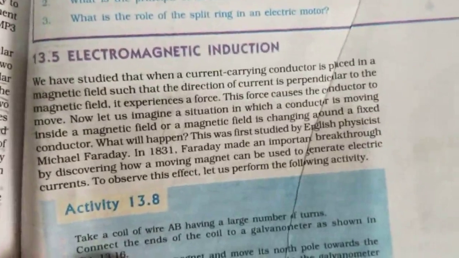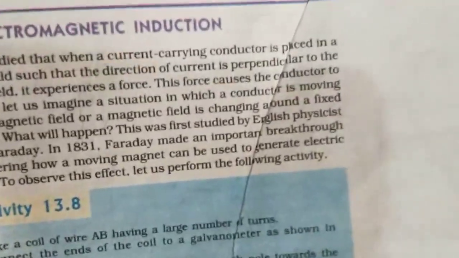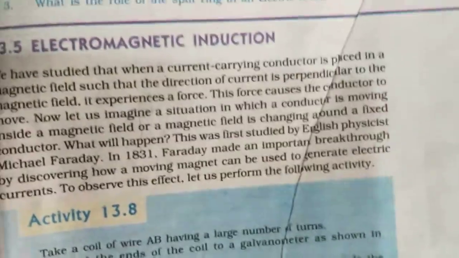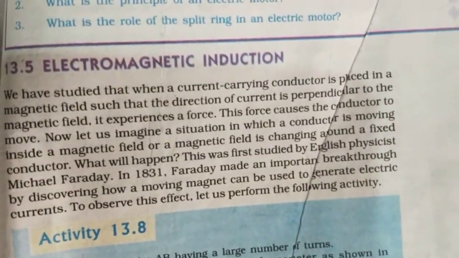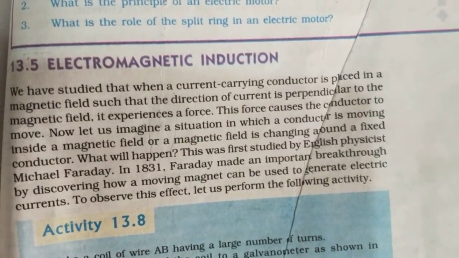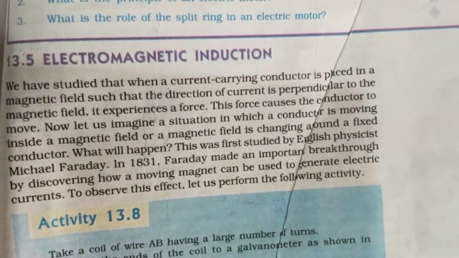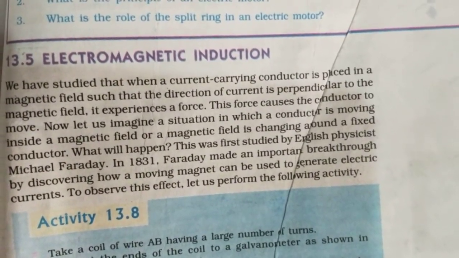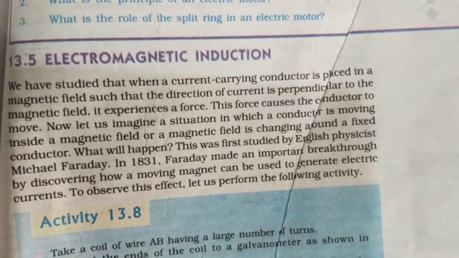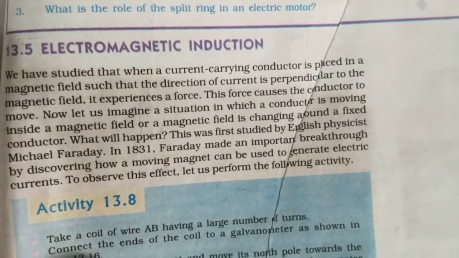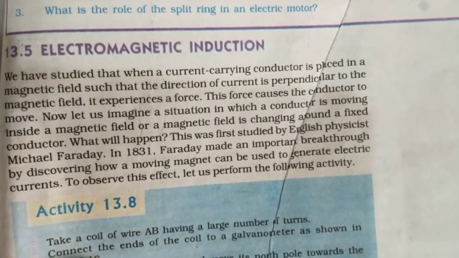Now let us imagine a situation in which a conductor is moving inside a magnetic field, or a magnetic field is changing around a fixed conductor. What will happen? This was first studied by English physicist Michael Faraday in 1831. Faraday made an important breakthrough by discovering how a moving magnet can be used to generate electric currents. To observe this effect, let us perform the following activity.